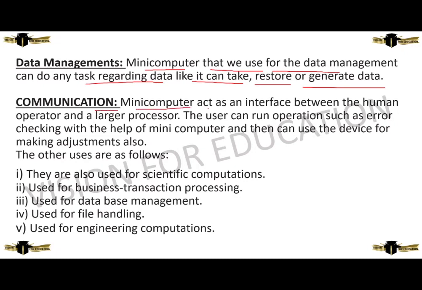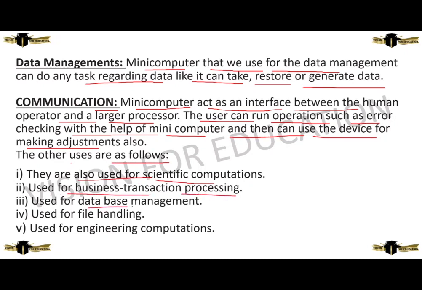Mini computers act as an interface between the human operators and large processors. The user can run operations such as error checking with the help of mini computers and then can use the devices for making adjustments. Also, the other uses are as follows. They are also used for scientific computation, for business transaction and processing, for database management, for file handling, and for engineering computation.